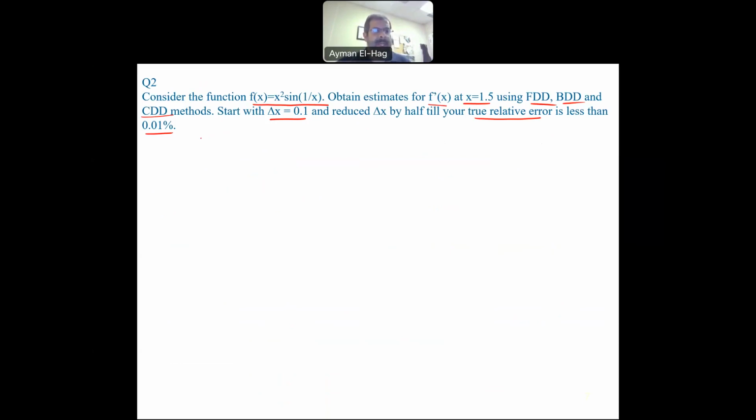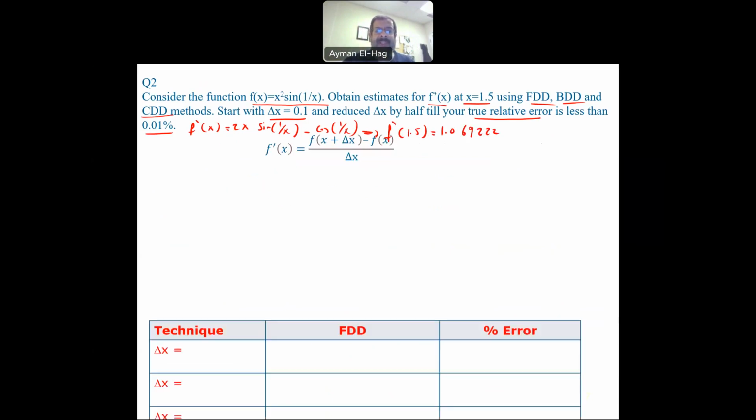So here, your f prime of x is equal to 2x sine 1 over x minus cosine 1 over x, of course, multiplying by 1 over x squared times x squared, they will cancel. So this is your f prime. So this will lead to the fact that f prime of 1.5 is equal to 1.069222. So now I know the exact value, the actual value at 1.5, then I can find the true error. So we'll start with the FDD method.